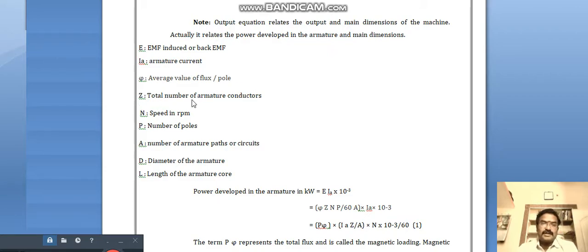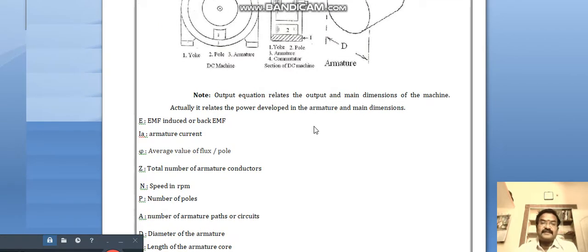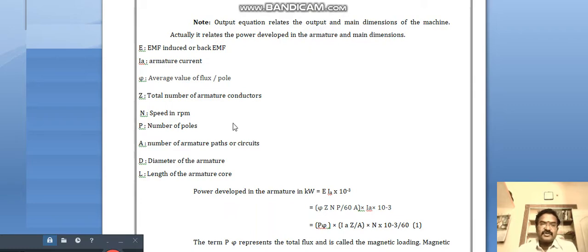Z is the total number of armature conductors. N is the speed in RPM. P is the number of poles. A is the number of armature parallel paths of circuit. D and L are the diameter of the armature and the length of the armature core. These are some notations we should know before going for the output equation.